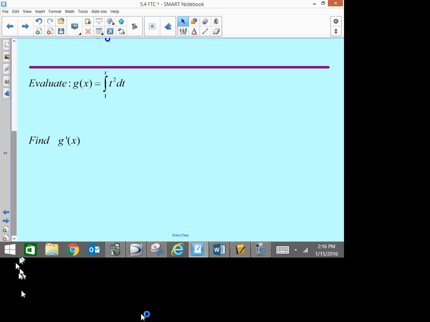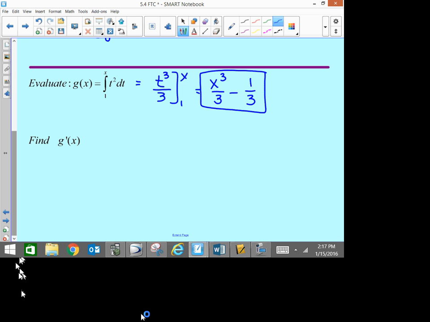How do we evaluate an integral? Antiderivative, good. All right, what's the antiderivative? t to the 3 over 3, okay, from 1 to x. All right, the x is not going to go anywhere, it's just going to change places, because it's not a number. All right, so what's that? x cubed over 3 minus 1/3. Okay, so that's the value of G of x.